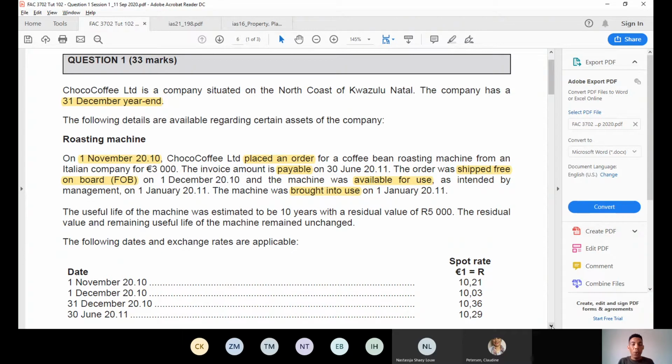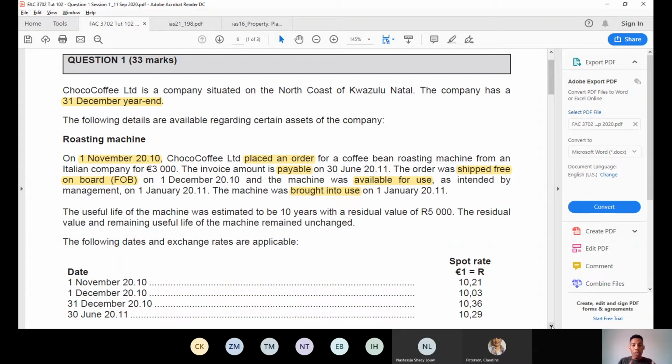If I were you, as an alarm in my head while I'm busy reading that, I would have said, okay, the risks and rewards have passed on. So that is the date. Then for initial recognition, I will recognize the machine in the books.